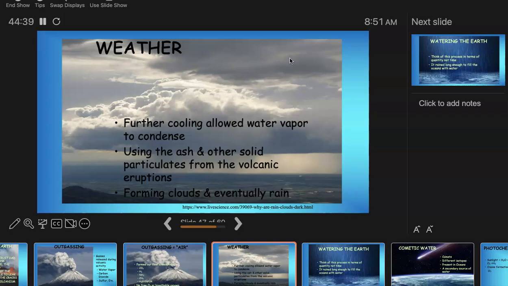So, as we built up an atmosphere, as this worldwide volcanism started to wind down, things started to change at the surface.